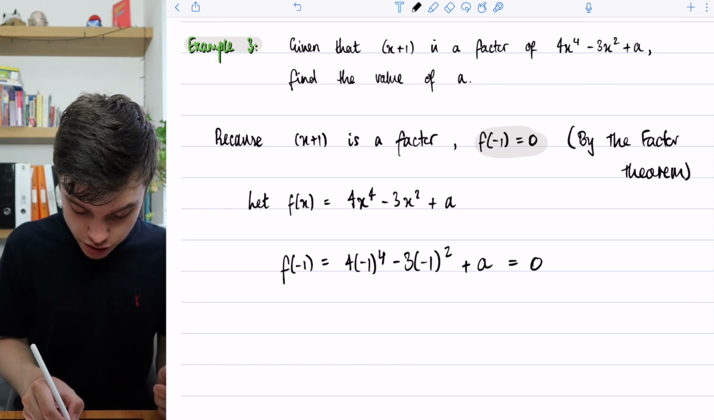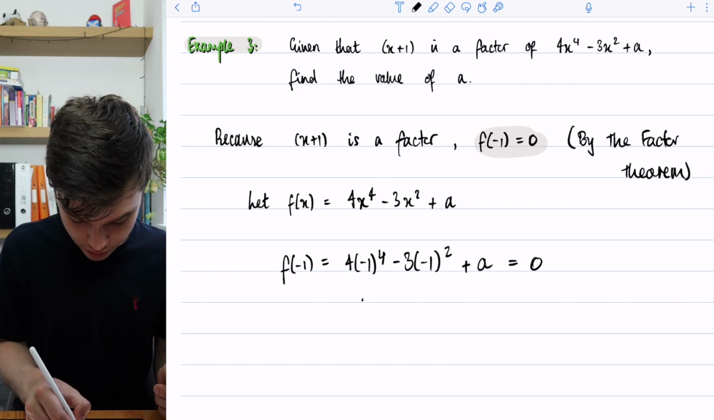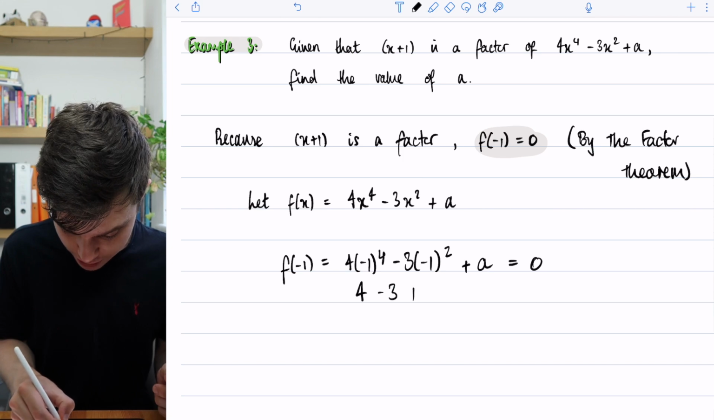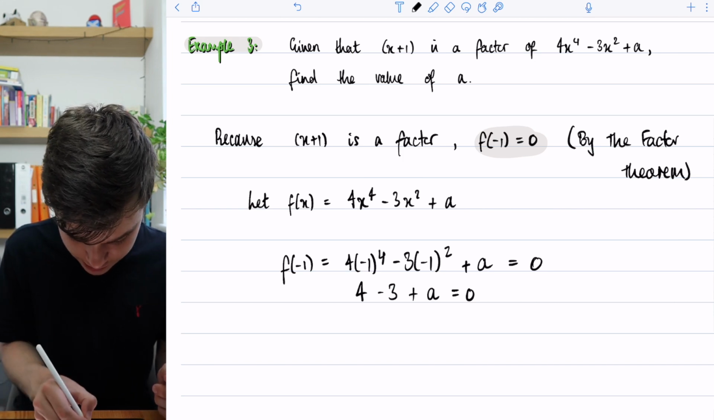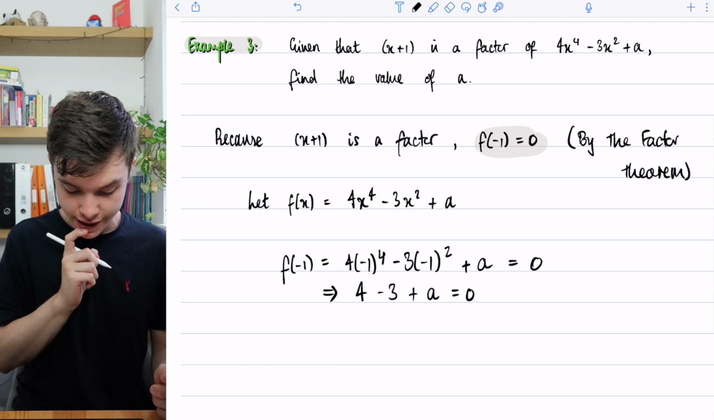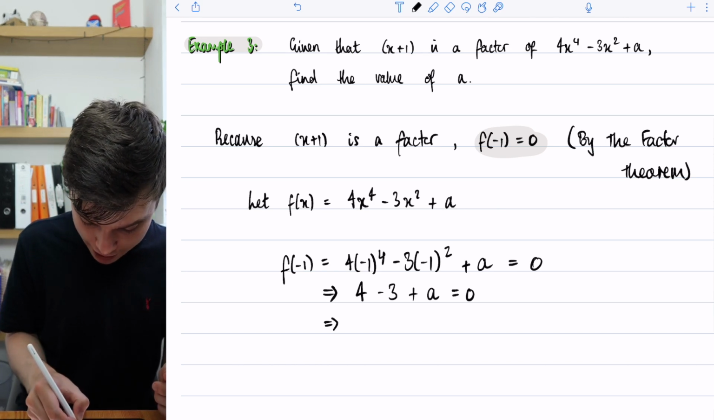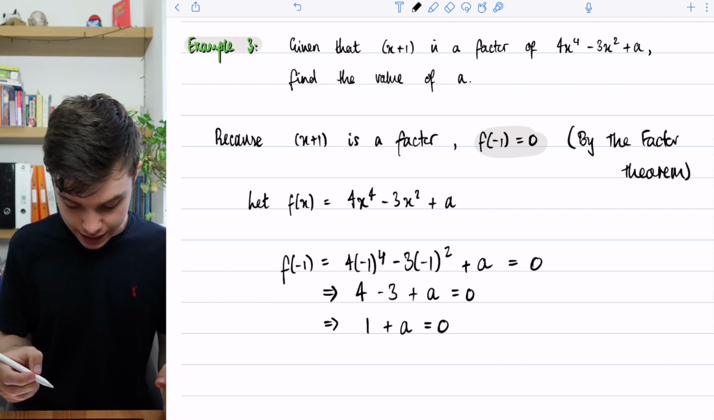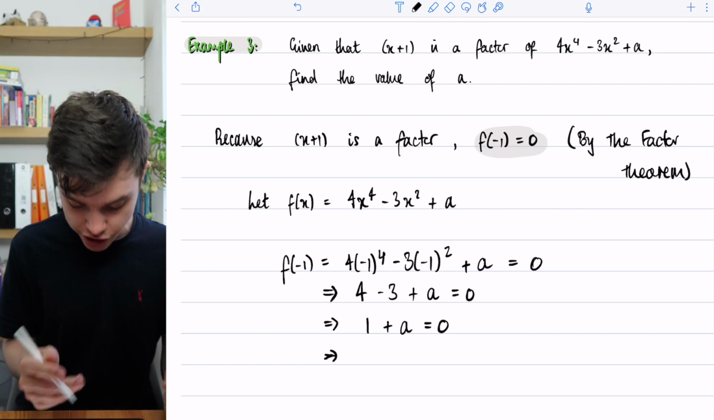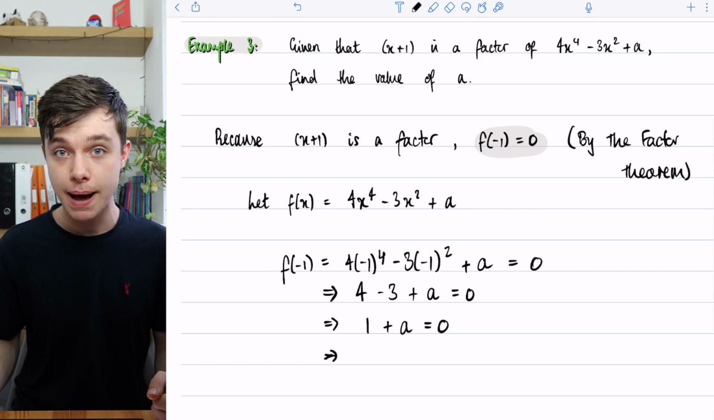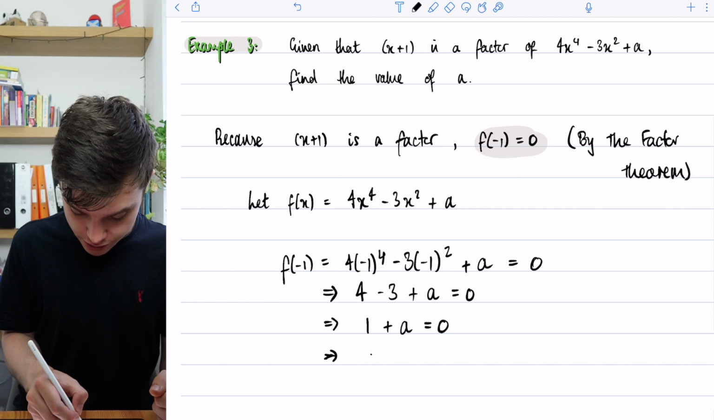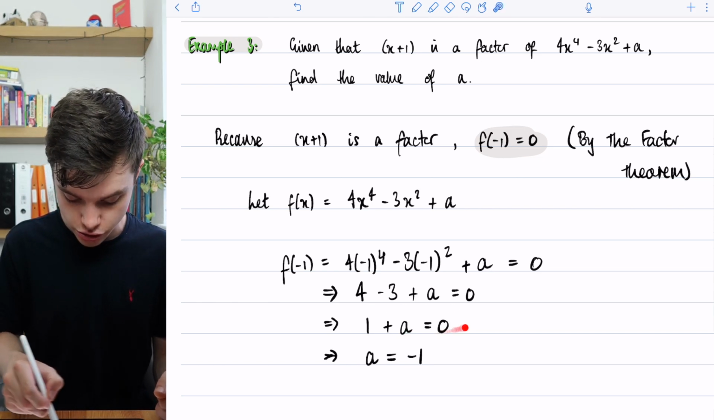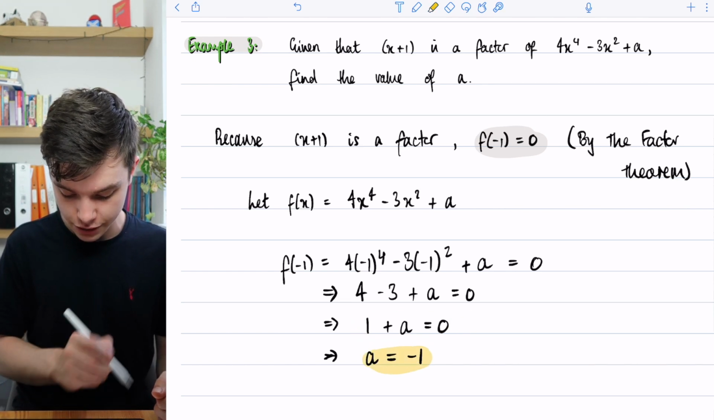So minus 1 to the 4 is going to be 1, so that's just going to be 4. Minus 1 squared is just 1, so that's going to be minus 3 plus the a will be equal to 0. Okay, we'll put a little arrow there. So then that tells me, well, 4 minus 3 is 1, 1 plus a is equal to 0, and then take a 1 from both sides, or you could take a from both sides and multiply both sides by minus 1. Doesn't really matter. I'm just going to say a must be equal then to minus 1 for this equation to be true. That's my value of a.